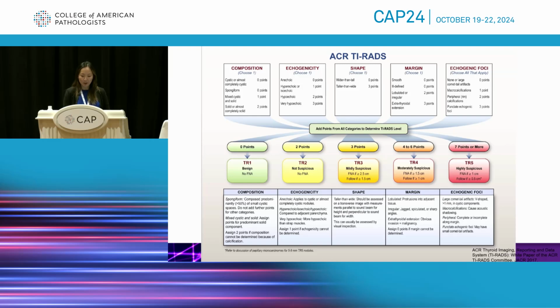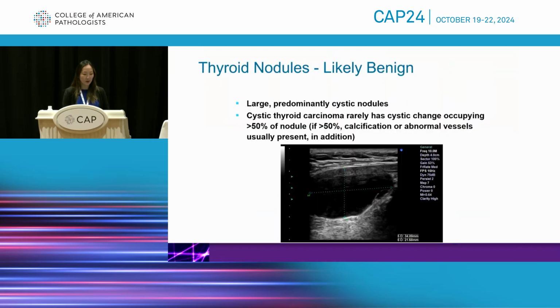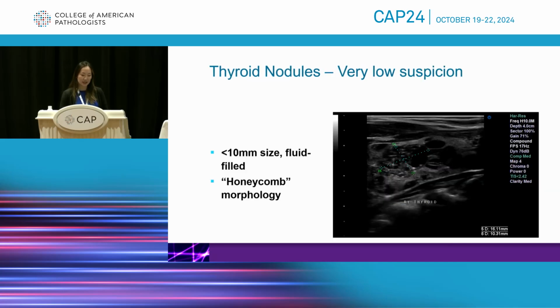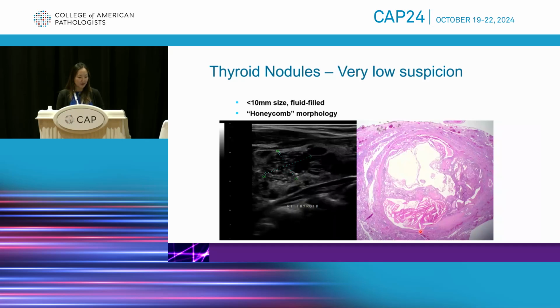So let's look a little bit more at what are some likely benign patterns. So like I said, if you have a large, predominantly cystic nodule, these are usually going to be benign. Cystic thyroid carcinomas usually don't have cystic change occupying more than 50% of the nodule. And if it does have a mostly cystic appearance, it may have some worrisome features like calcification or abnormal vessels as well. If you have these honeycomb nodules, these spongiform nodules, these tend to correlate with your nodular follicular disease or colloid nodules, so a little radiology pathology correlation, right? You're seeing cystic areas in a benign nodule.